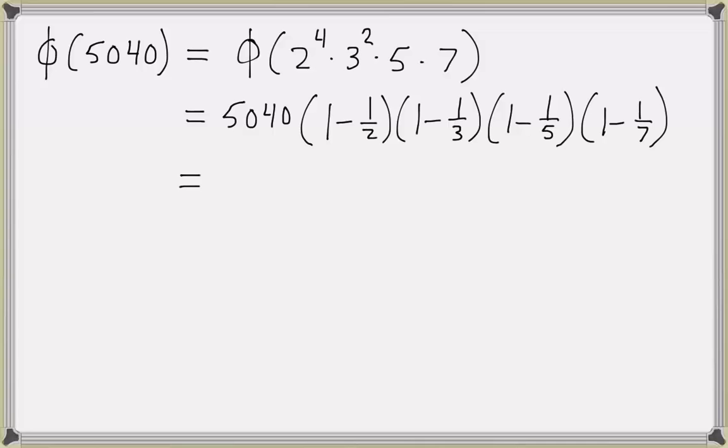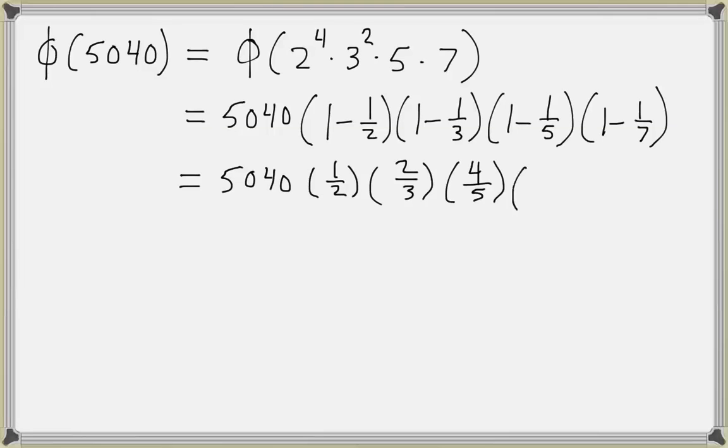So if you just evaluate this, you get 5040 times 1/2 times 2/3 times 4/5 times 6/7. And when you cancel all the denominators and evaluate this, this will simplify to 1152. So this is much easier than writing out the numbers between 1 and 5040 and canceling off anything that's not relatively prime to 5040.